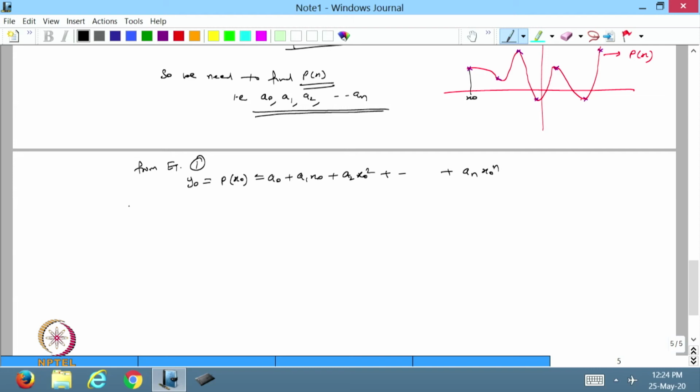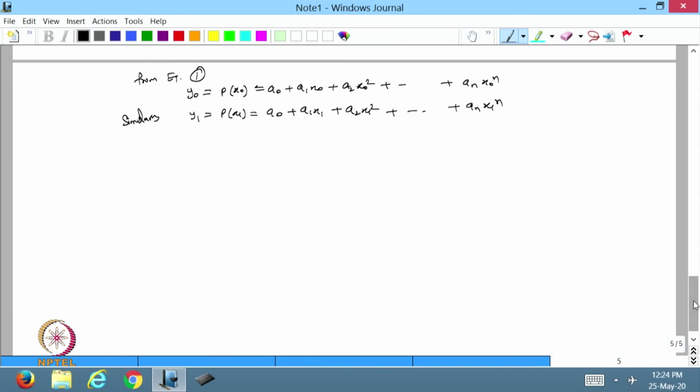Similarly, I can apply P at x1 is equal to a0 plus a1 x1 plus a2 x1 square up to an x1 power n, and that is equal to y1. If I go through all the points that are given to us, P at xn will be a0 plus up to an xn power n, and that is equal to yn.